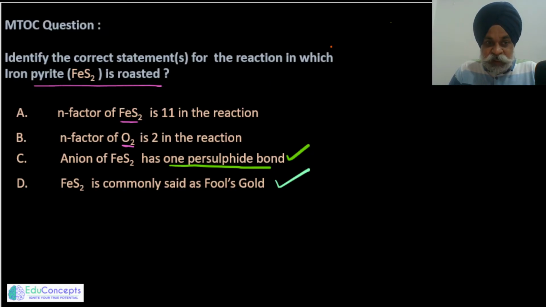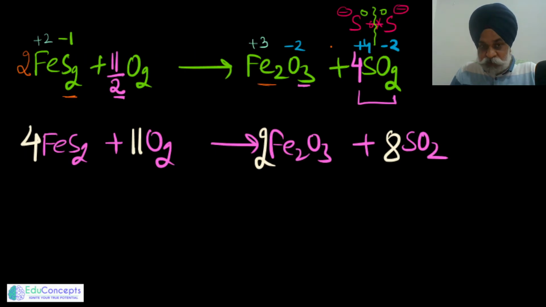Now they are asking us: nFactor of FeS2 is 11 in the reaction, and that for oxygen is 2 in the reaction. Let me check this out now and show it to you. How is it to be done? So here iron is in which oxidation state? +2, and sulfur is in -1 oxidation state. And iron happens to go to the +3 oxidation state, and sulfur goes to +4.